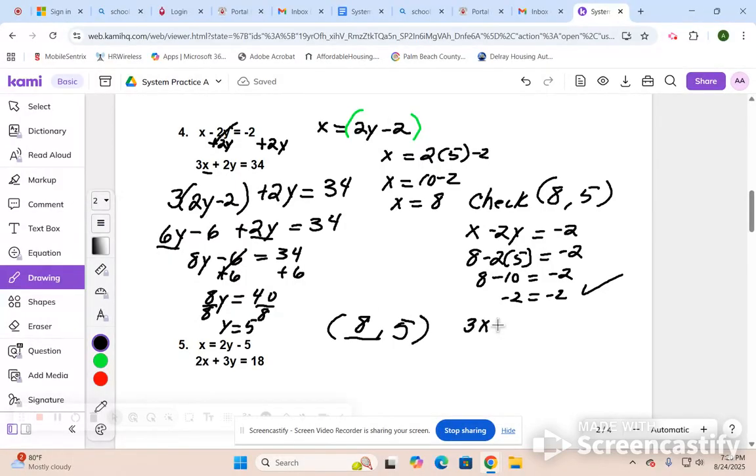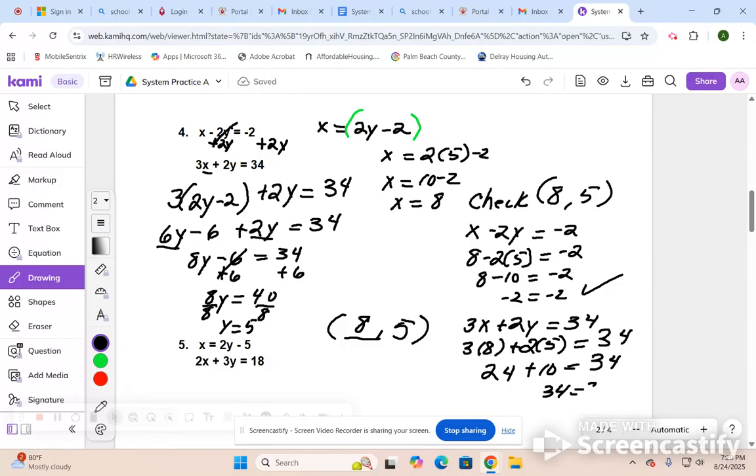3x plus 2y equals 34. 3 times 8, because x is 8, plus 2 times 5, because y is 5. Does that give us 34? Well, we have 24 plus 10 equals 34. Yes, so that's 34 equals 34. That's a true equation. That means the solution for this system is 8, 5.